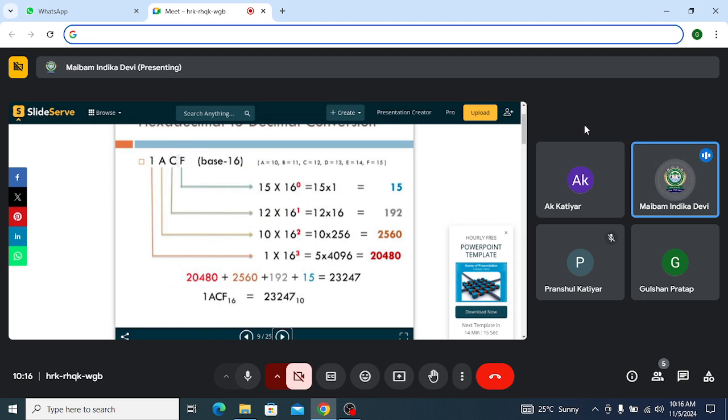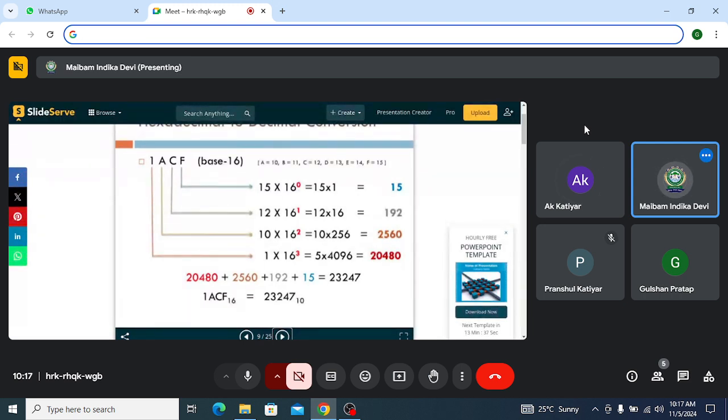So this number is hexadecimal. You start with the rightmost F into base to the power, that is 16 to the power, position is 0. F is 15, right? Remember, F is 15, so 15 into 1. 16 to the power 0 is 1. Now C is 12, 12 into 16 to the power, position of C is 1, 16 to the power 1. Then A is 10, 10 into 16 to the power 2, 1 into 16 to the power 3. So you get these values and you add it up. So you get the decimal equivalent of this hexadecimal number.